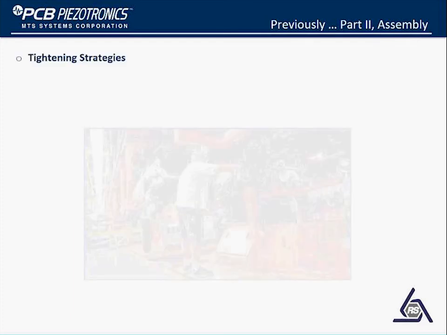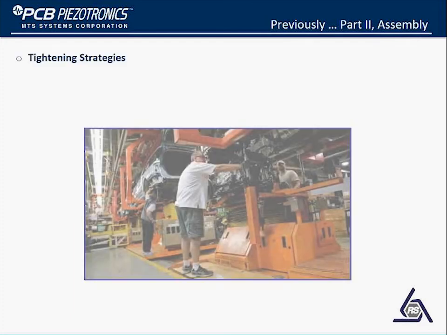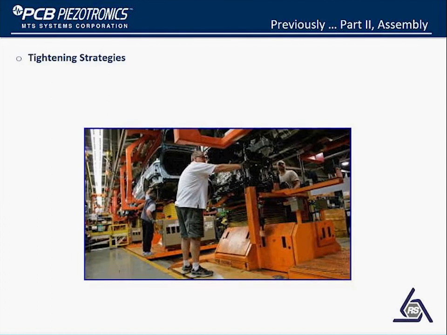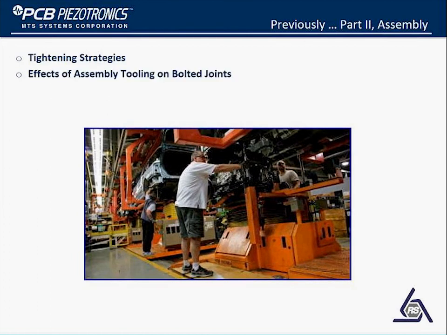Now, previously in part 2, we covered tightening strategies, the effects of assembly tooling on bolted joints, bolted joint audits, and torque angle signature analysis featuring the M-alpha method, which is very helpful for determining the amount of clamp load in a bolted joint.